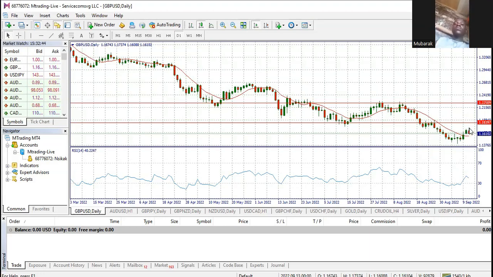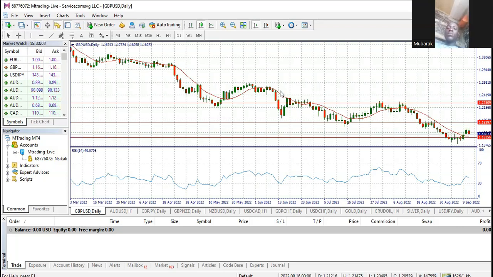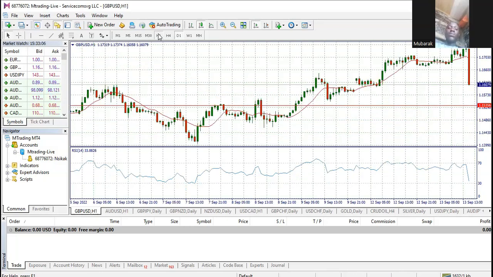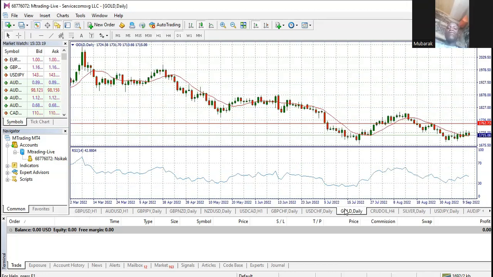So I'm expecting GBP USD to sell till it comes back to this resistance region. Okay, let me mark it with this horizontal red line. Now look at it on 1 hour. It's going to sell down to this region. It's already pushing very hard. Very hard. Let's see gold. Gold is already pushing. Let's see how far gold will go.